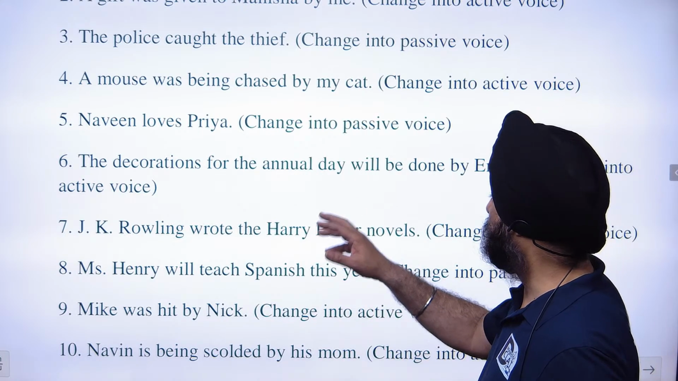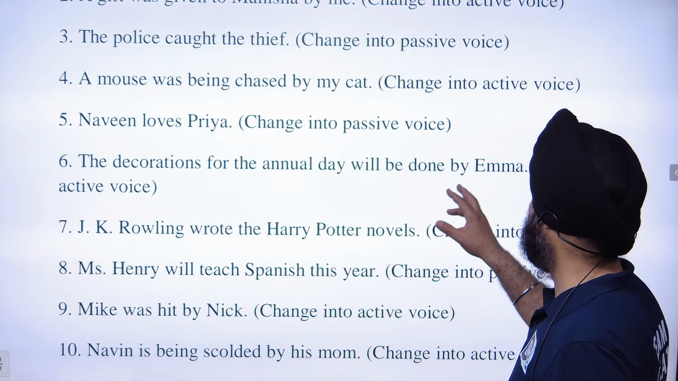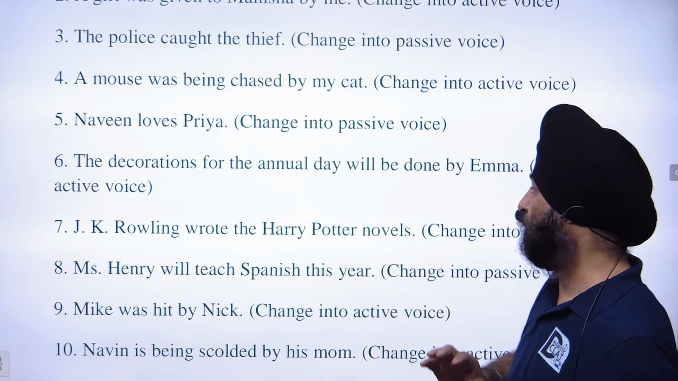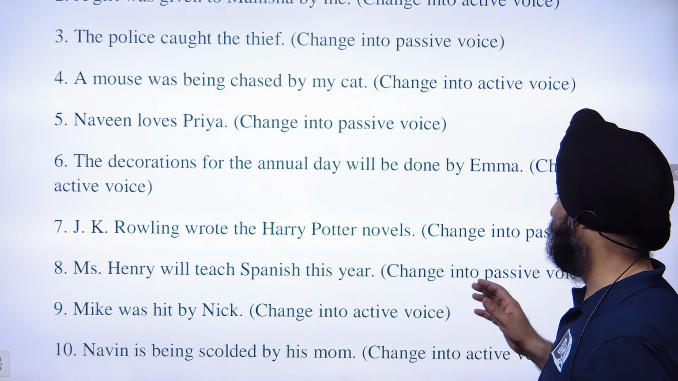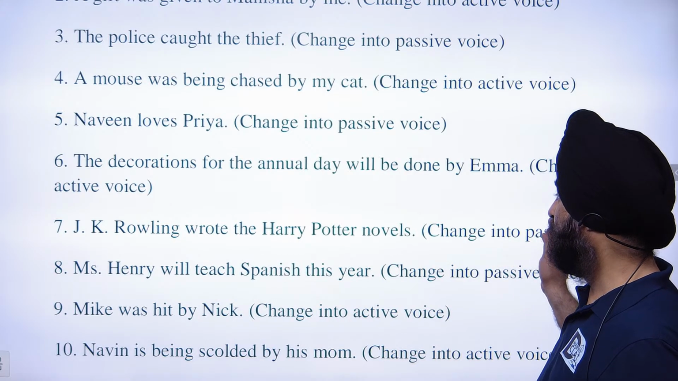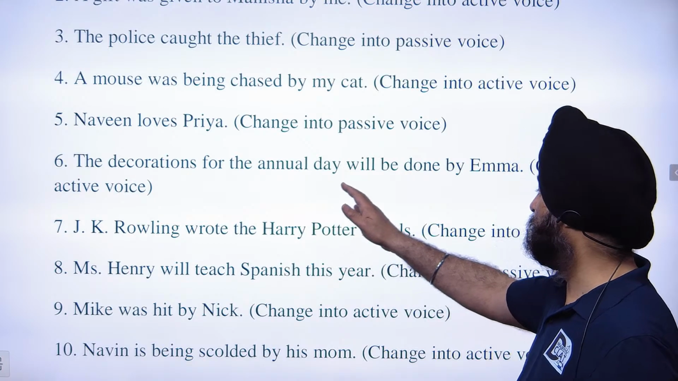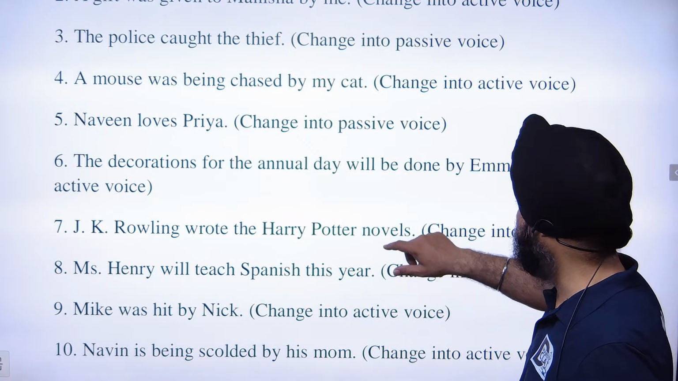Then, the decorations for the annual day will be done by Emma. This needs to be changed into active voice. So what do we say? Emma will be doing the decorations for the annual day.